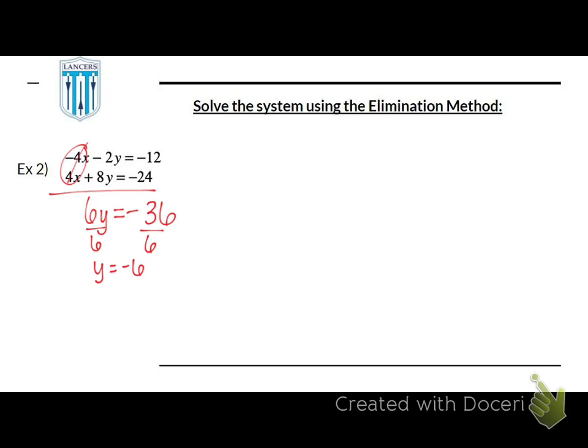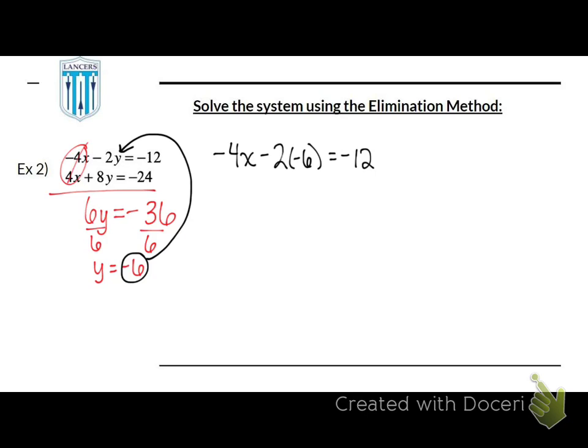Okay, we're going to take that negative 6 and plug it in for y. Remember, y is equal to it, so we plug it into the y spot. Technically, you could use the top equation or the bottom one. It really doesn't matter. I'll go ahead and keep going with the top for now. If you use the bottom one, you should get the same answer.